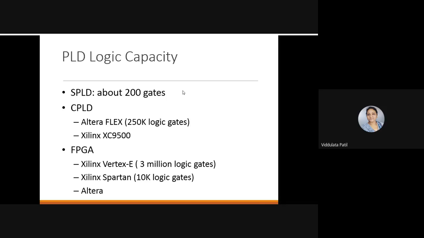If you are considering Xilinx Virtex-E, then in a single IC there are 3 million logic gates available. That means that much complex circuitry, with this many logic gates, can be built using this Xilinx Virtex-E. Also, Xilinx Spartan has 10,000 logic gates, and Altera also has the same number of logic gates in that IC. So this is the logic capacity of all these programmable logic devices.